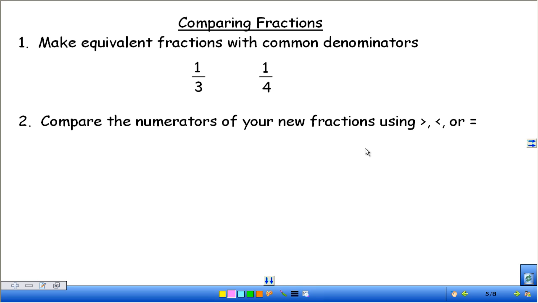So you guys need to write that step down. This is step one for comparing fractions. Make equivalent fractions with common denominators. Write that down. This step is really going to help you when we get to adding and subtracting, because this is the first step with adding and subtracting fractions as well.